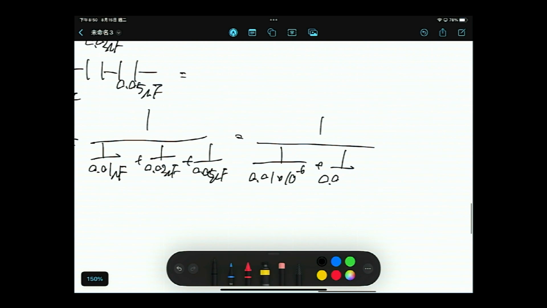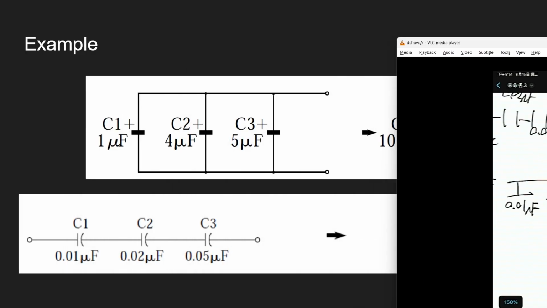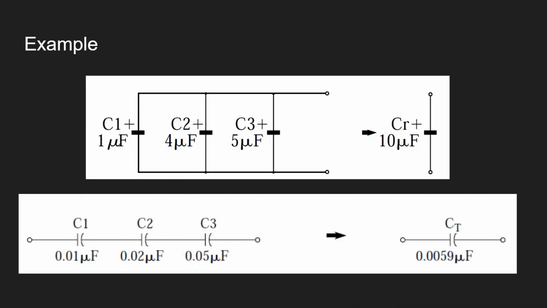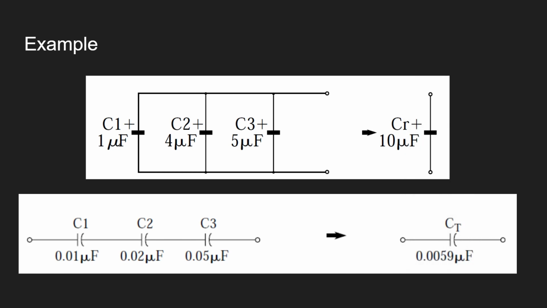So when you put it in your calculator, you will know that, okay, this is the resulting capacitance. I'm not going to show how to do the fractions. I'll just give you the answer directly, because doing the fractions is a torture. This is 0.059 mu F.